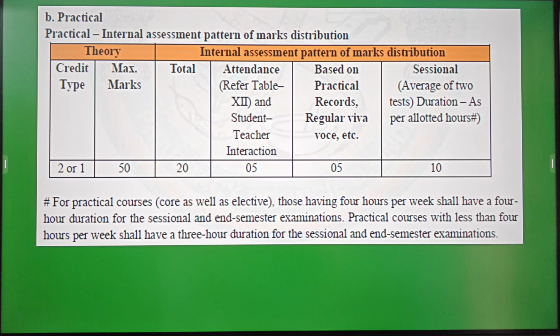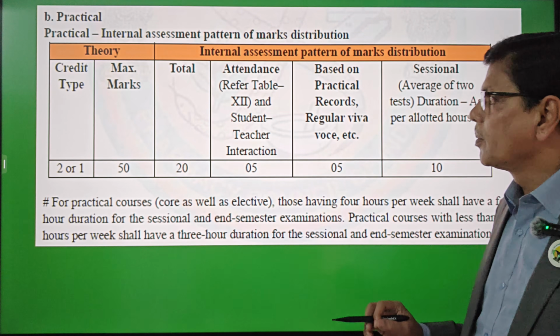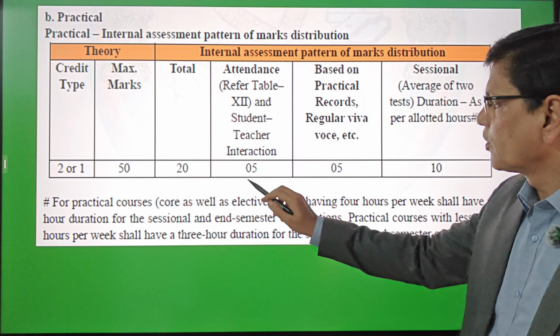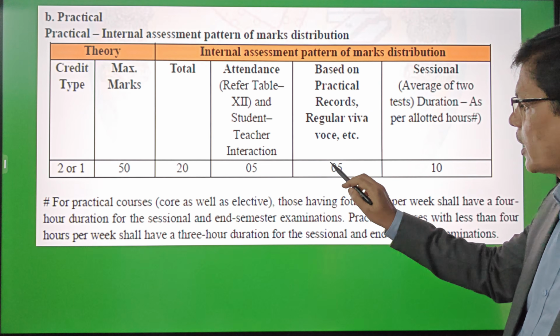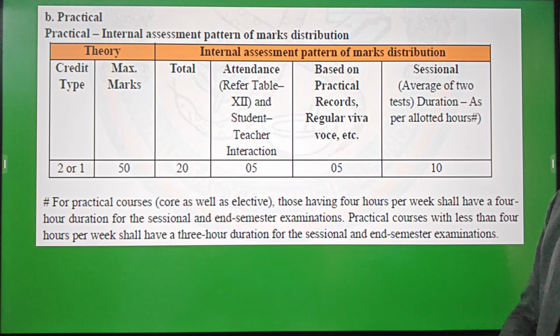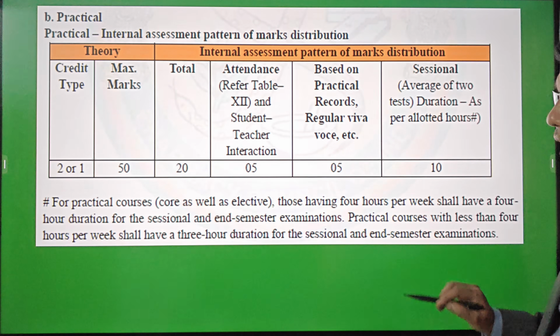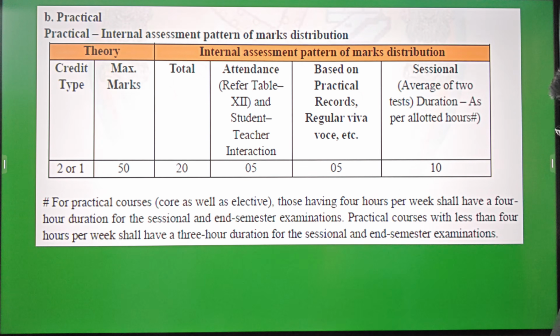And in a similar way, they have also given the marks distribution for practicals. For attendance, you have to give 5 marks, then based on record books and all, 5 marks, and sessional, we have to conduct it for 10 marks. Again, I suggest go for a 20 marks examination, reduce it to half, it would be 10 marks.